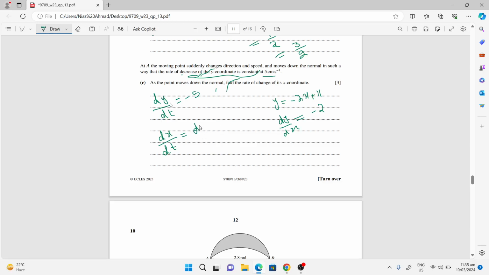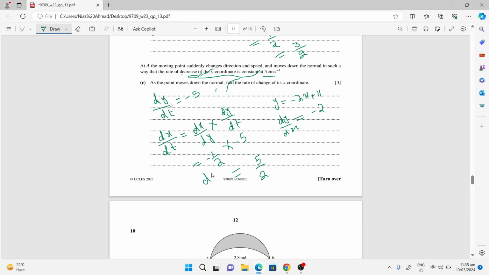So you can write dx over dy, dx over dy times dy over dt. So we have dy over dx, that is negative 2, but to make the chain rule, flip it, so it becomes minus half. Yes, it will become minus half. So it is minus half times the negative 5. So negative negative becomes positive. So the final answer is 5 by 2. So 5 by 2, the rate of decrease.